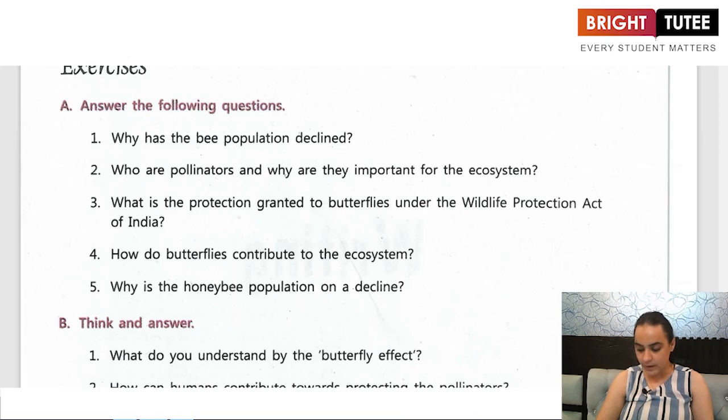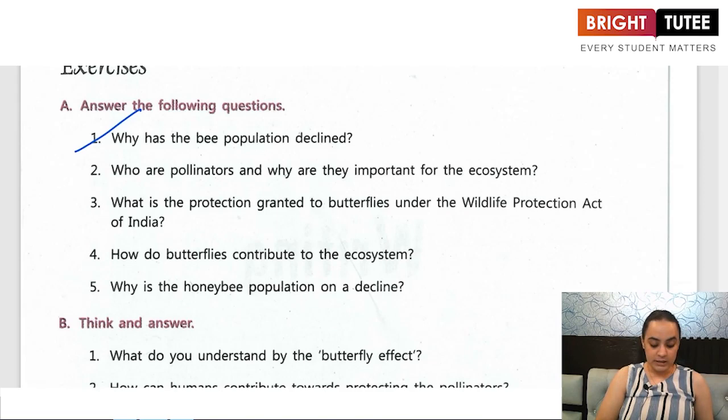We have discussed it in the passage: the bee population has declined because they always build their nests on the top of a tree, and now the trees are being cut down. Moreover, because of the air and noise pollution, and because of the radiation emitted by the mobile towers that are planted every now and then, the population is getting extinct.